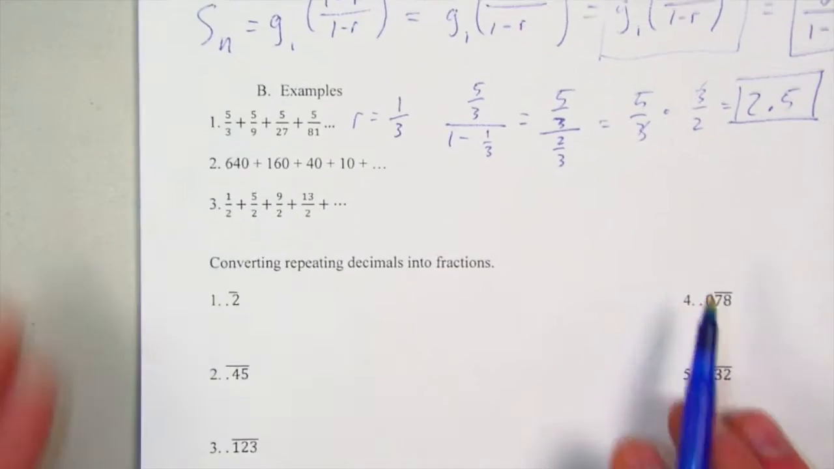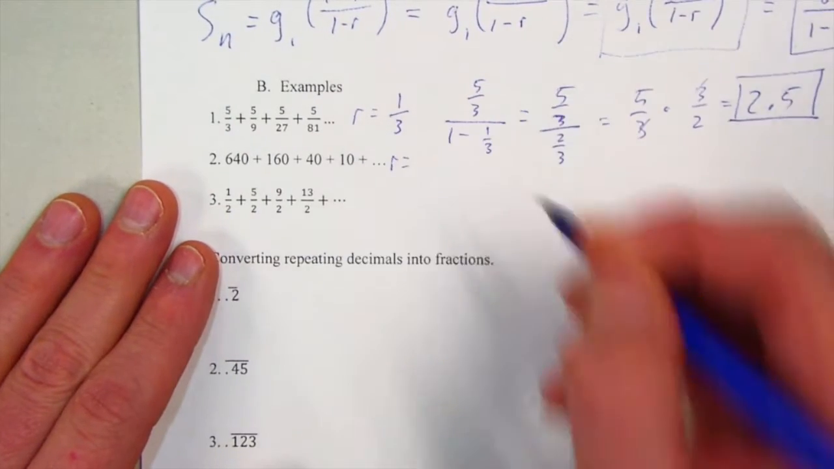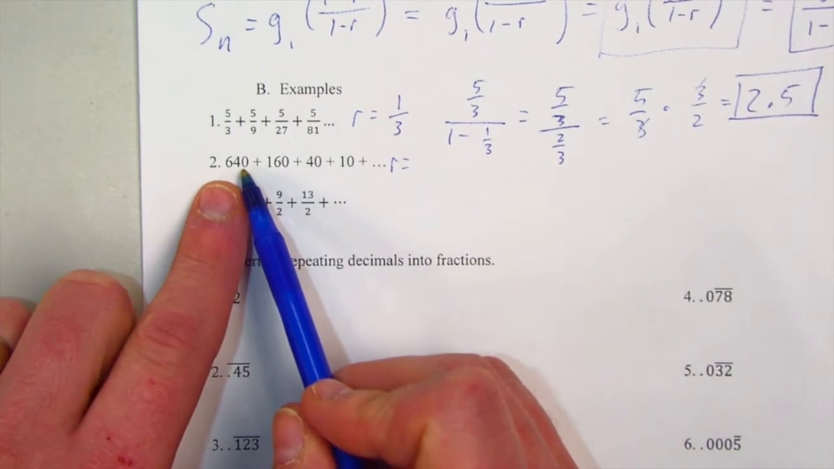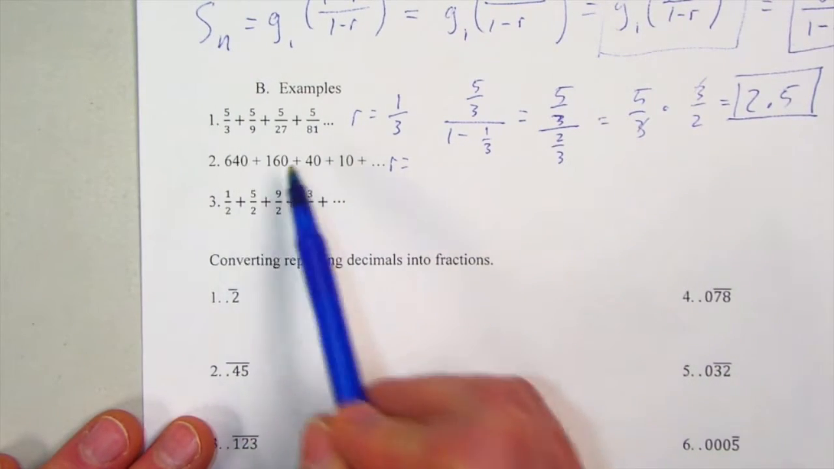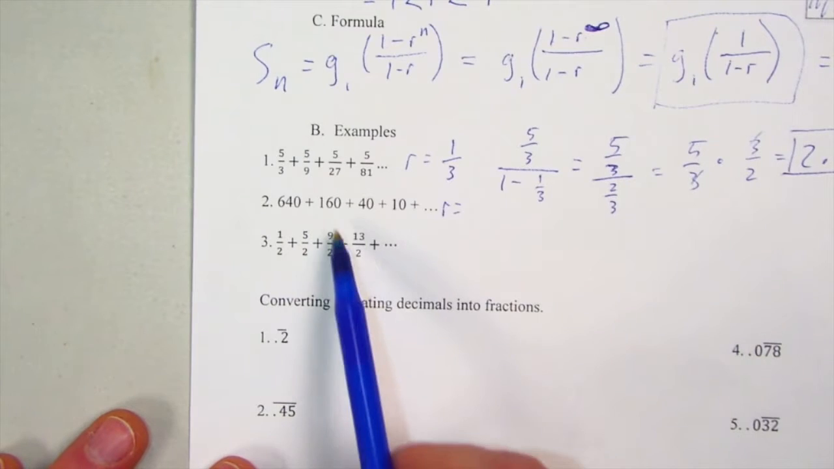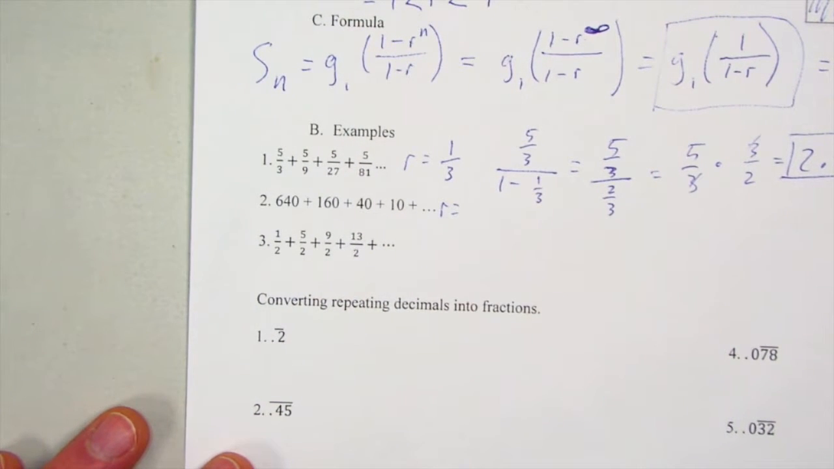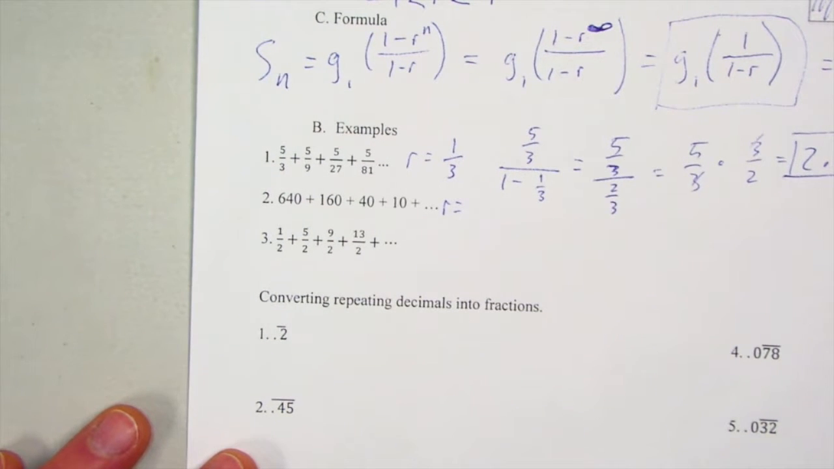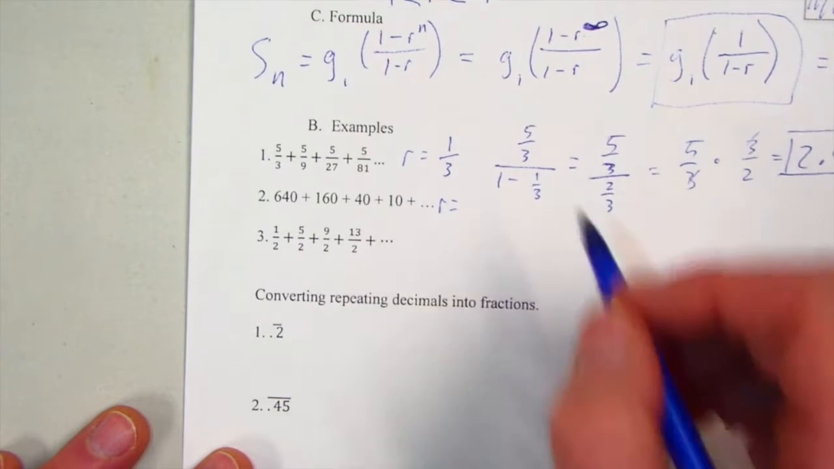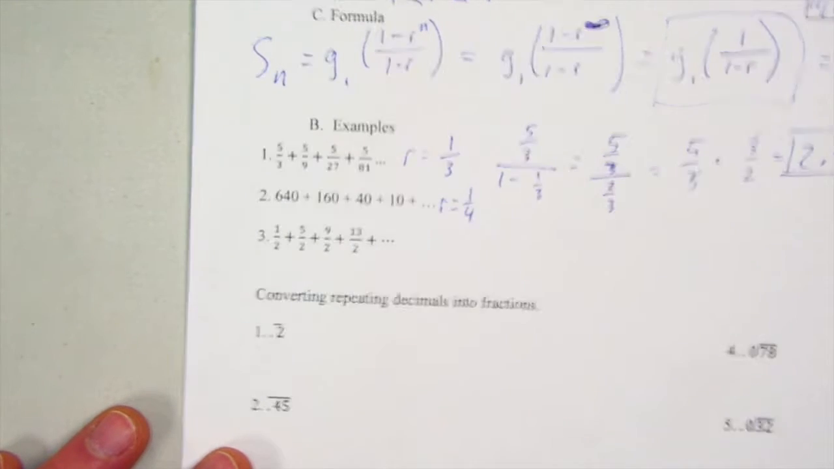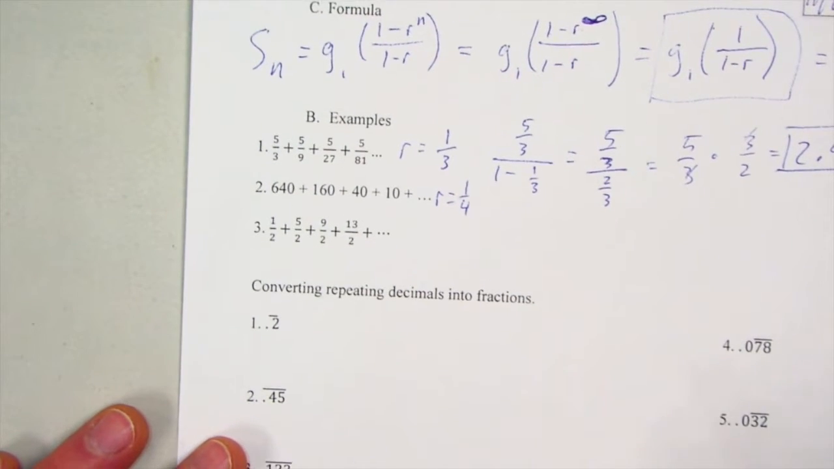The first thing that you want to do is figure out what your r value is. So if I do this, maybe it's clear what the r value is. If you're ever stuck, just take a term and divide by the one in front of it. So I can go 160 and divide by 640 and get 0.25. So I can figure out that the r value is going to be 1/4, like that.